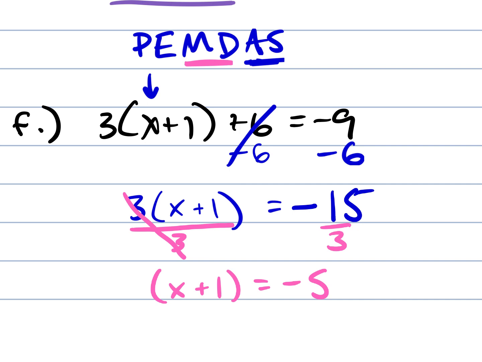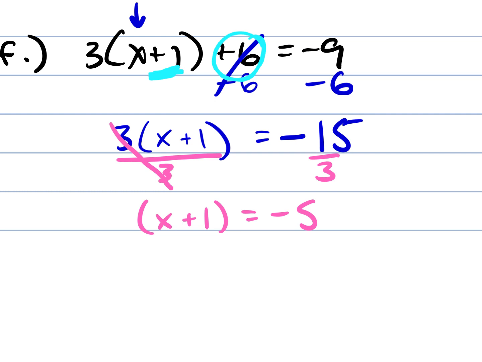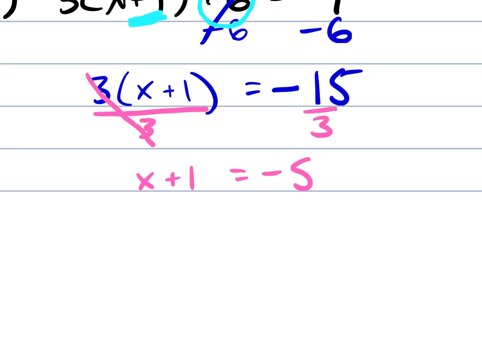And you may ask, why do I move the 6 over but not the plus 1 inside here? Because that's inside the parentheses. I can't touch inside the parentheses until I do everything else around it. I have to undo all the things that are touching the parentheses before I can go inside the parentheses. Once I just have the parentheses alone, I don't need them. You can still leave them if you want to keep them in your work. It's no problem. But now I just have x plus 1 is equal to negative 5.